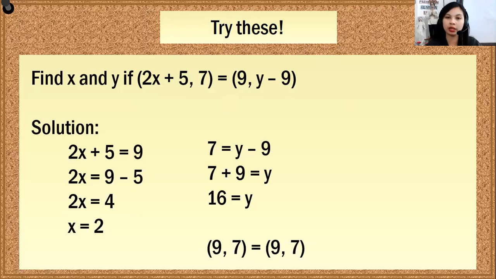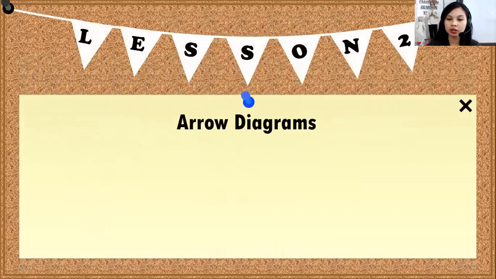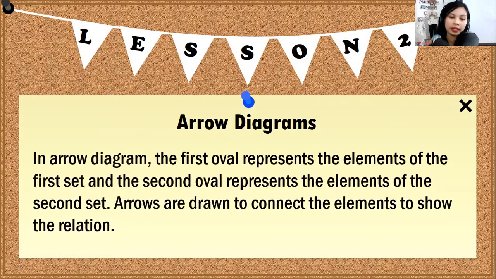So, let's proceed with our lesson 2, which is arrow diagrams. So in arrow diagram, the first oval represents the elements of the first set, and the second oval represents the elements of the second set. So arrows are drawn to connect the elements to show the relation. Okay? So it's still under relation pa rin po.